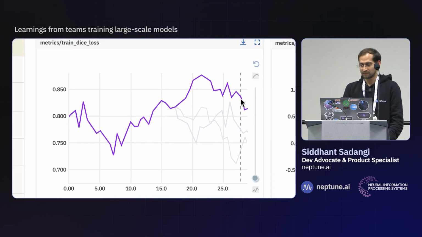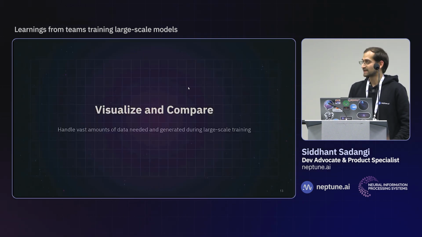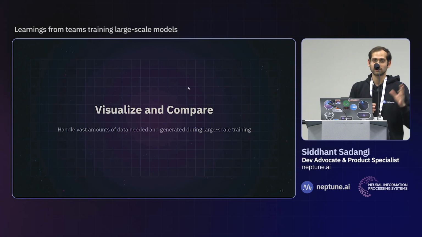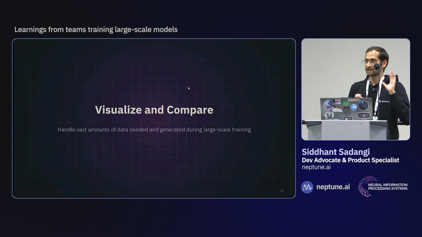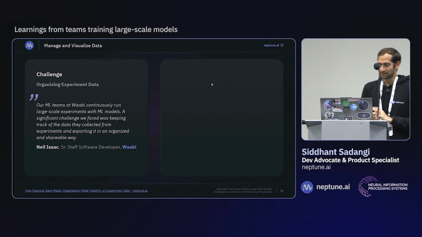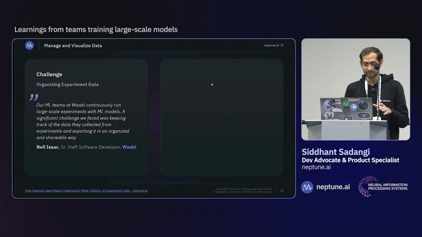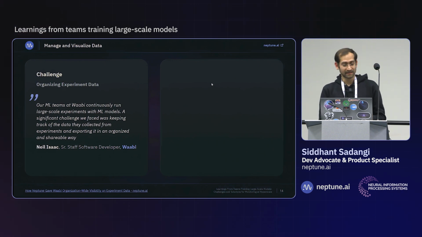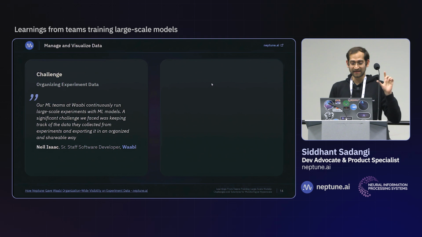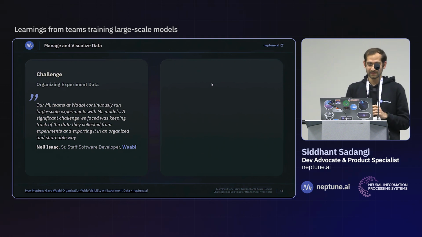This now brings us to the second main issue when it comes to monitoring large scale training, right? How do you visualize and compare the large volume of data involved in training such large scale models? The first challenge is organizing your experiment data. As Neil from Wabi says, the ML teams at Wabi were continuously running large scale experiments with ML models. And one of the significant challenges they faced was keeping track of the data collected from experiments and exporting it in an organized and shareable way.